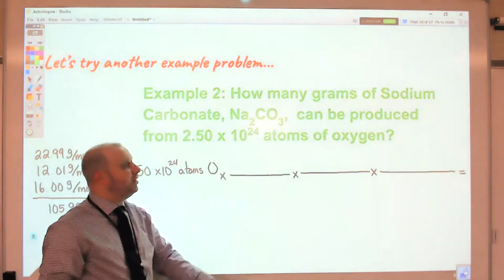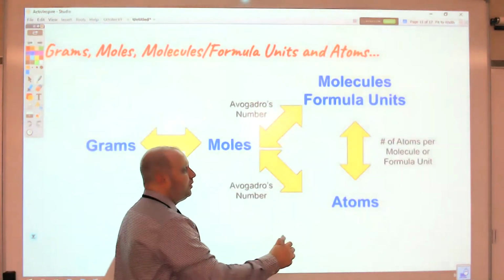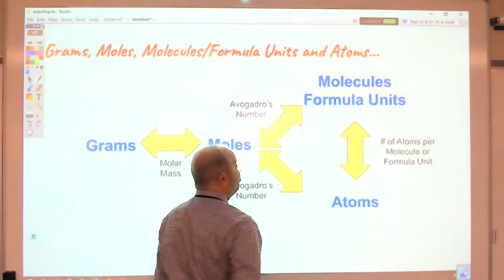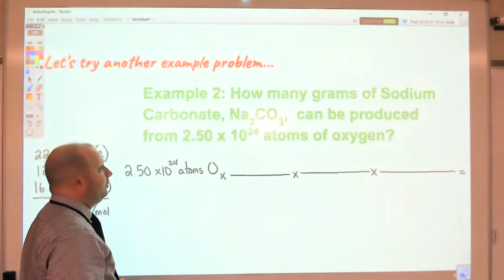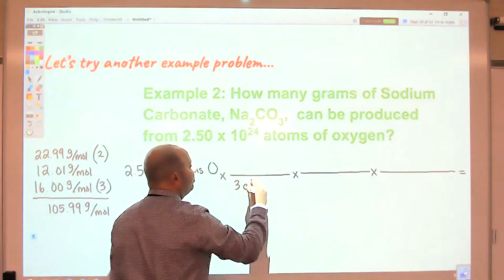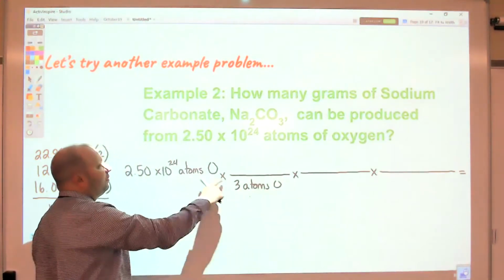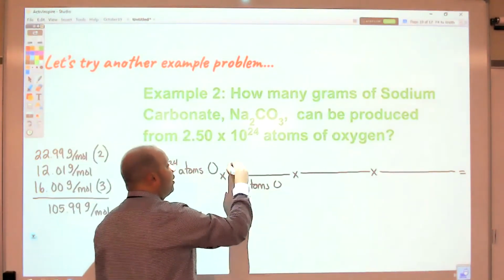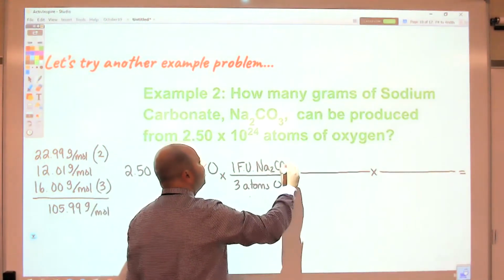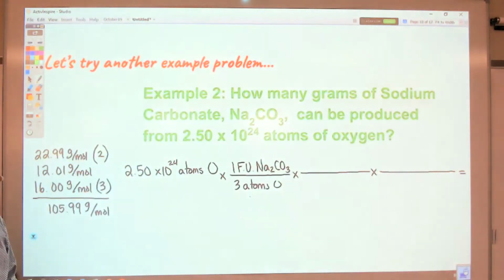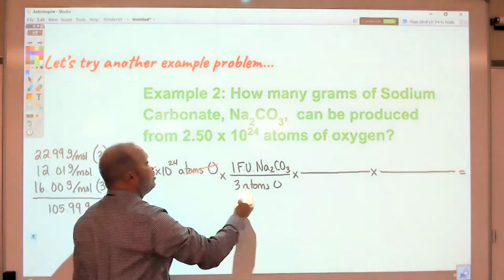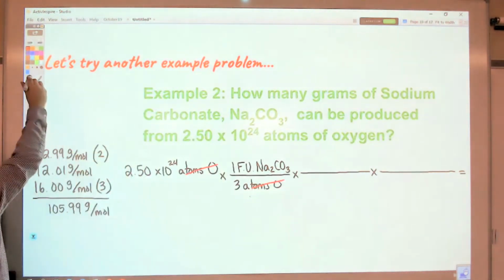So going back to my conversions, the very first thing I want to do if I'm here in atoms is go up to formula units. So it's the number of atoms per formula unit. In this case, I have 3 atoms of oxygen. 3 atoms of oxygen goes on the bottom. That way it'll cross out with atoms of oxygen up here, for every 1 formula unit of Na2CO3. The next part, I can cross out my atoms of oxygen.